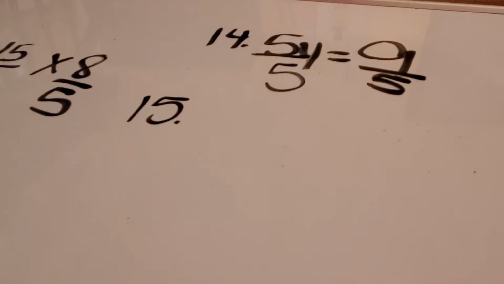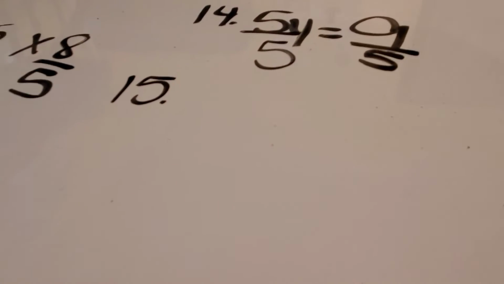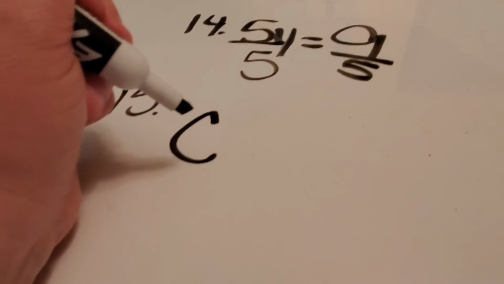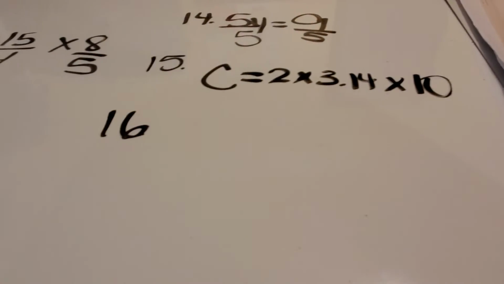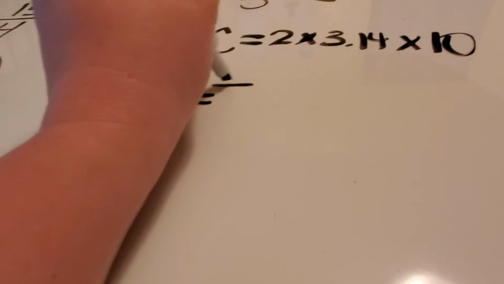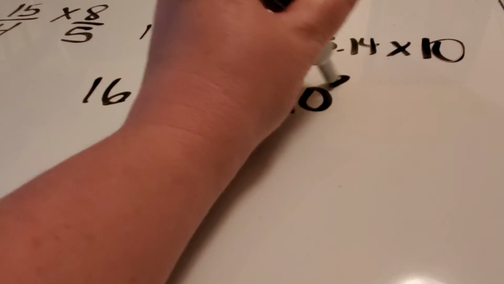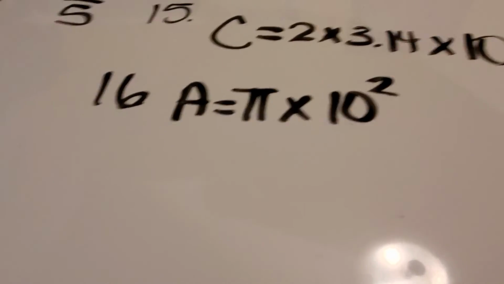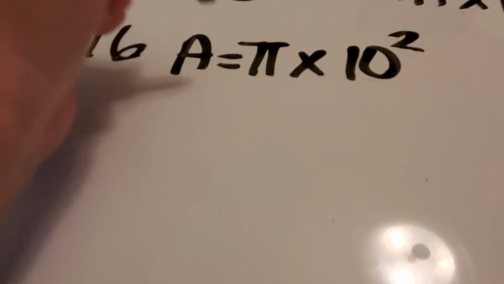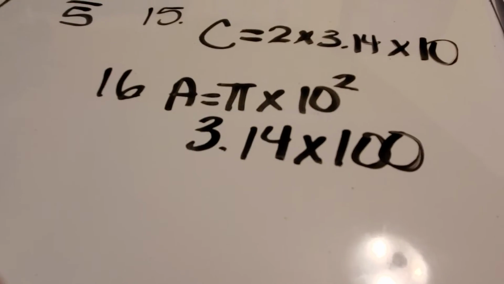For 15, I will go ahead, I'm going to tell you the formulas. You have to do the math. Okay? Circumference, in this case, because they give you the radius, circumference is 2 times 3.14 times the radius, which is 10. Okay? You do the math. On 16, area, pi times 10 squared. Okay? And what is 10 squared? That means 10 times 10. So it'd be 3.14 times 100. You do the math.